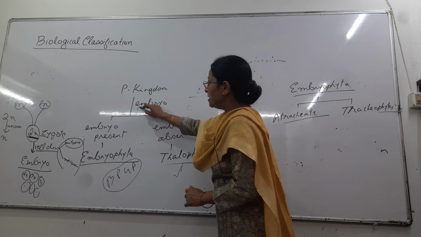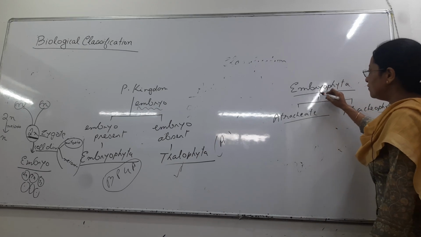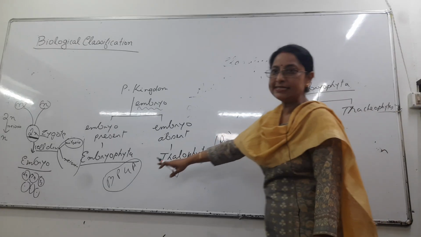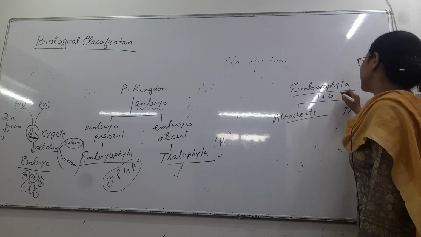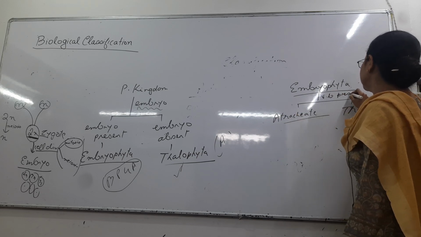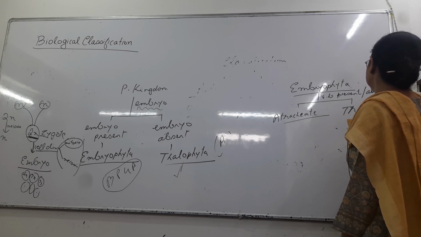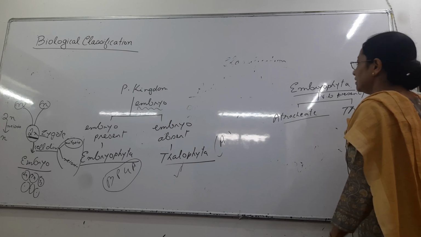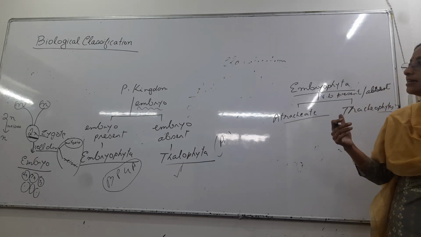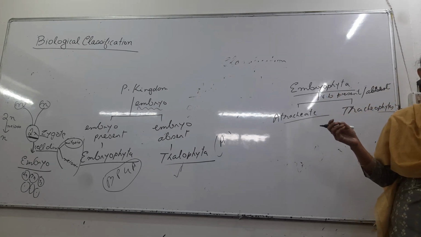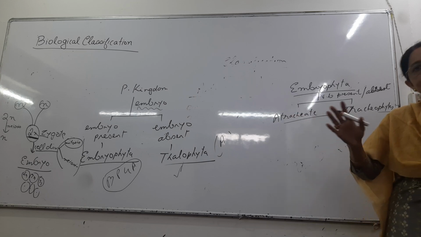On the basis of embryo, the division was made: plants with an embryo and plants without an embryo. Next, what character do we consider? Whether vascular bundles are present or not. Embryo present or absent, based on that, two words: embryophytes or thallophytes.